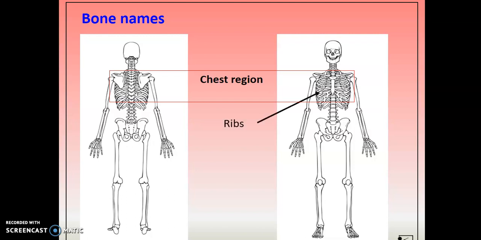Now your rib cage performs a vital function of the skeleton. It protects your lungs and your heart and some other vital organs within your body. So it forms a cage, and it's obviously made up of loads of smaller bones.